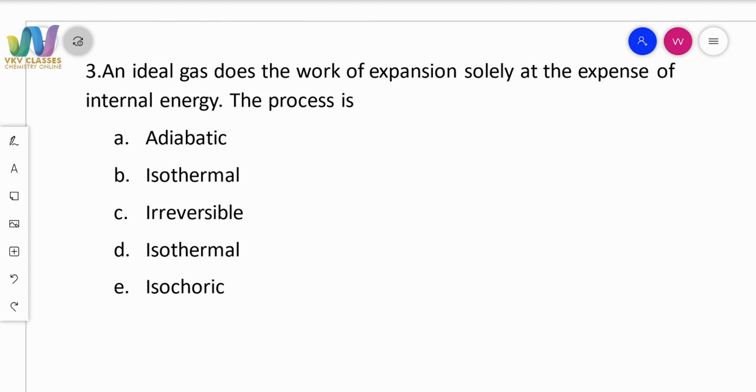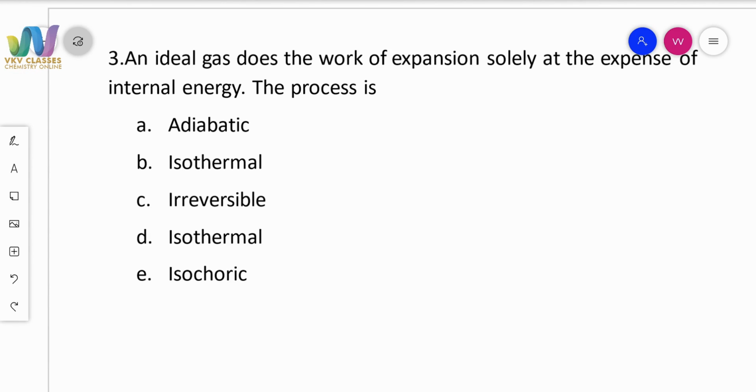An ideal gas does the work of expansion solely at the expense of internal energy. The process is? Here the energy required for the expansion work is taken from the internal energy because the system cannot absorb heat from the surrounding. So such a system is called an adiabatic system. Isothermal reactions take place at constant temperature.